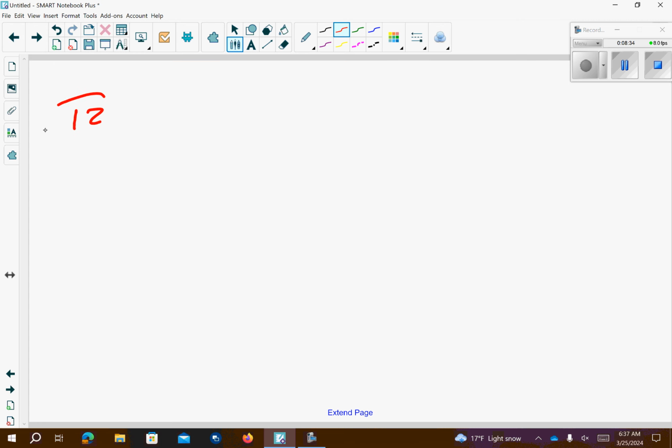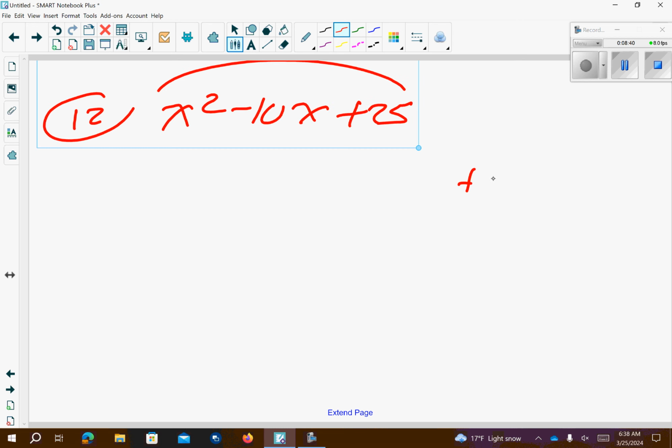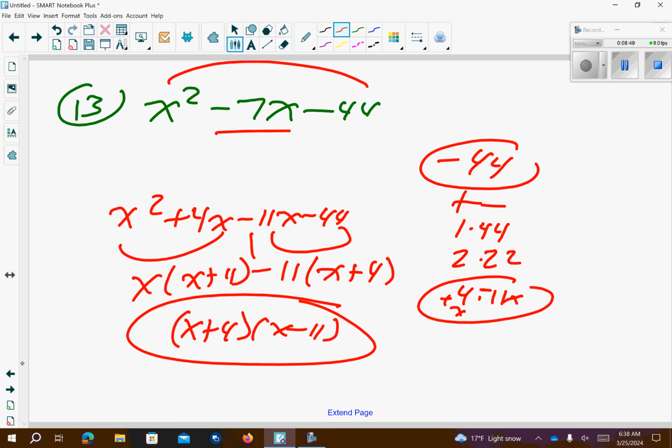Number 12, I get x squared minus 10x plus 25. Multiply those together, so I'm going to get a positive 25. Oops, did I already do that one? I sure did. I'm at number 15.